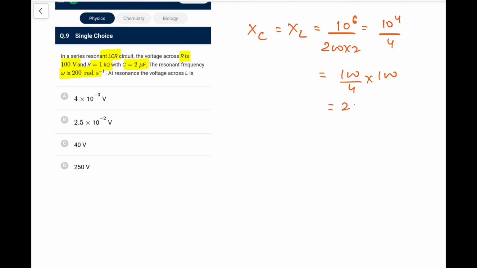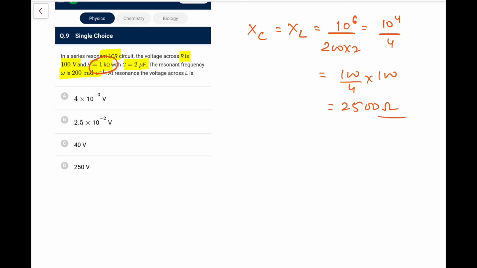2 microfarad. Resonant frequency is this. At resonance, the voltage across L is okay. What we can make out, first of all, what is XC? XC will be equal to XL at resonance, and that I can say is 1 upon omega C, that is 200 into 2, and that is 10 to the power 6. So that comes out as 10 to the power 4 by 4, or if I write it as 100 by 4 into 100, you can write it like this. So 100 by 4 into 100, that is 2500 ohms, 2.5 kilo ohms.